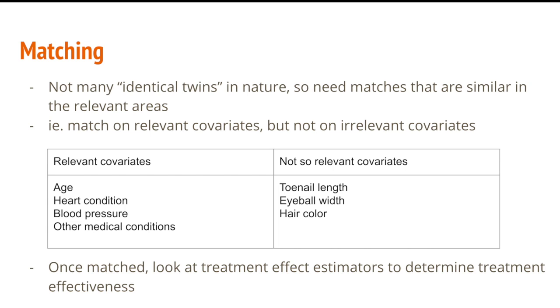However, there aren't that many so-called identical twins in nature, so you need matches that are similar in just the relevant areas. By relevant areas, I mean that if you're testing, say, a medical treatment, you would collect a lot of data, or covariates, about the subjects you're testing on. There are relevant covariates, but there are also not so relevant covariates. So you would want to match on only the relevant covariates and exclude the irrelevant covariates. Therefore, a good algorithm has to match on the correct covariates and know which ones to drop.